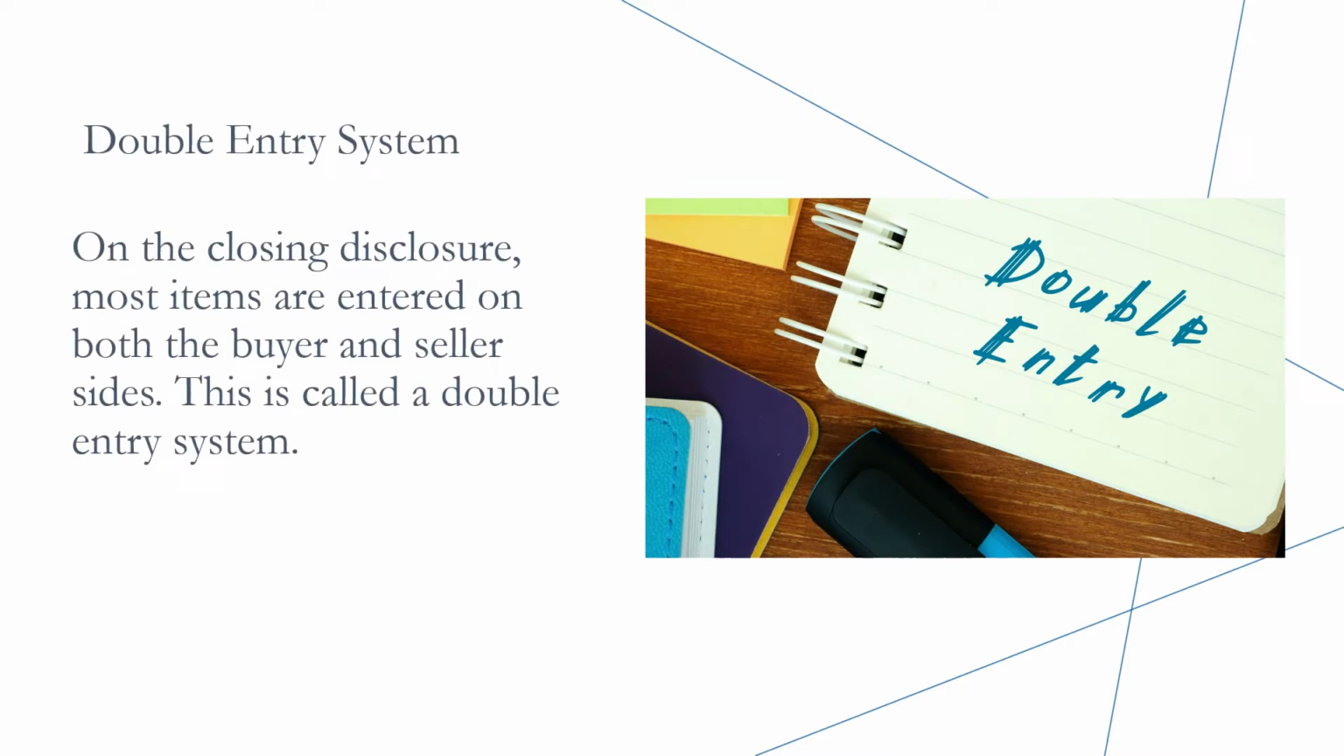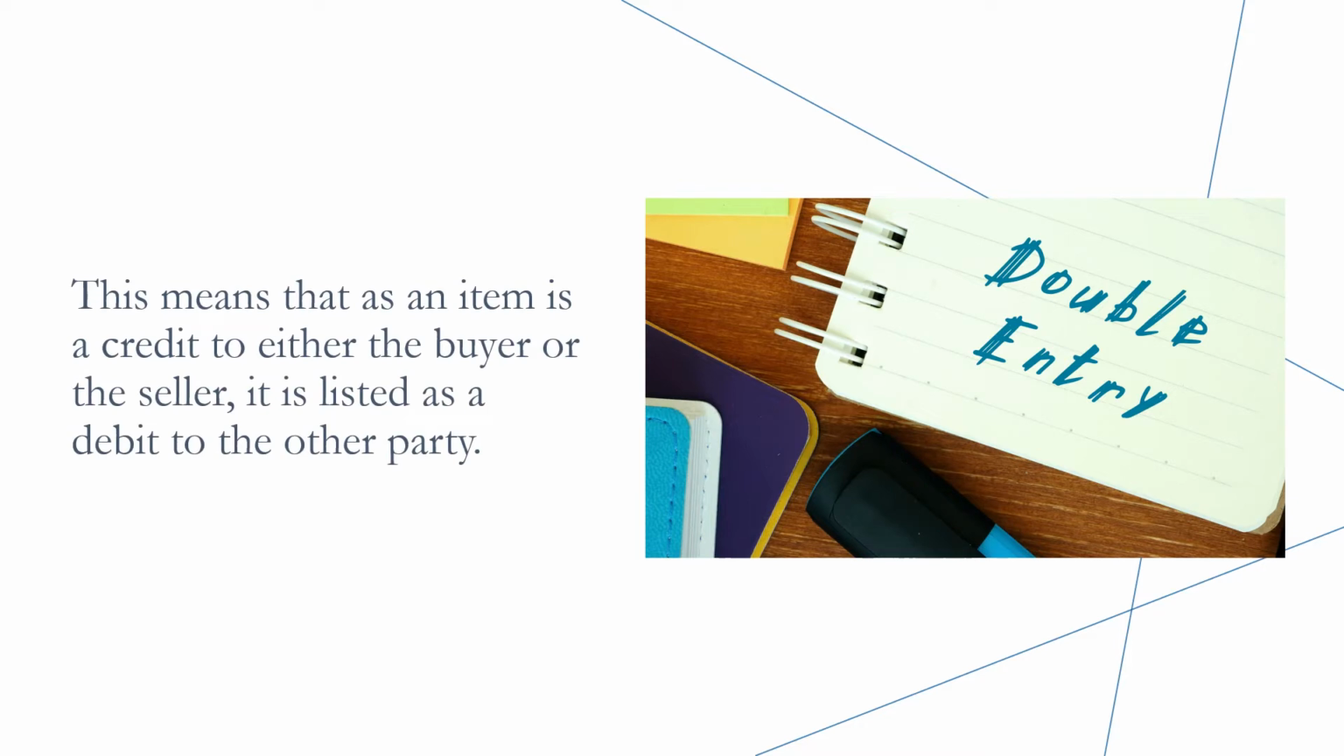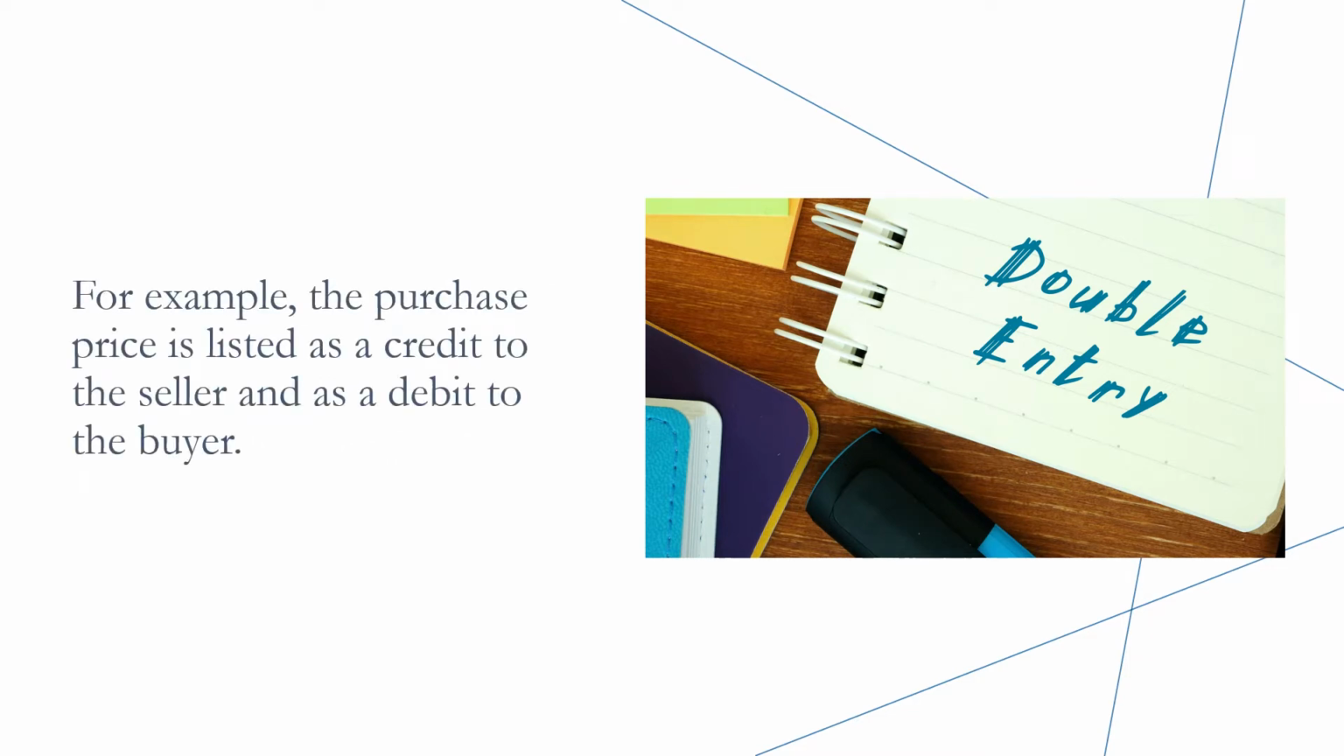Double entry system. On the closing disclosure, most items are entered on both the buyer and seller sides. This is called a double entry system. This means that as an item is a credit to either the buyer or the seller, it is listed as a debit to the other party. For example, the purchase price is listed as a credit to the seller and as a debit to the buyer.